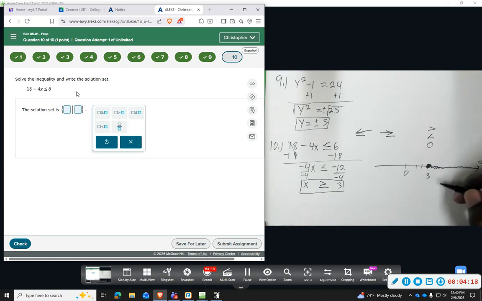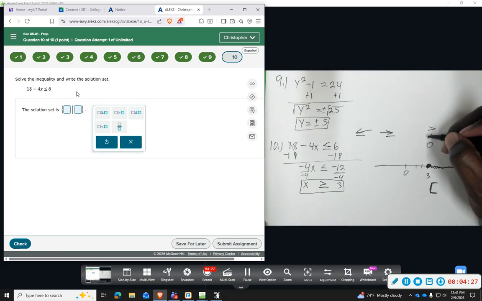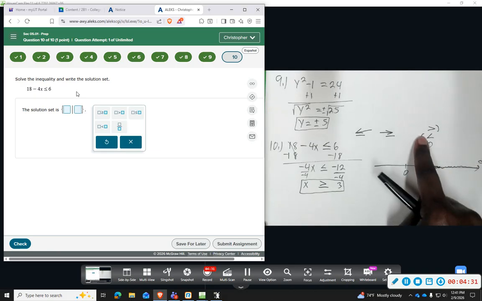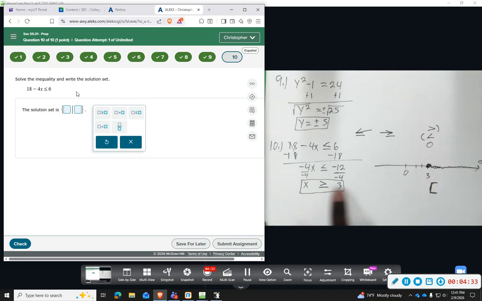These numbers would work. So in interval notation, we would do a bracket. A bracket is the same as when you do inequality. Parentheses would be if it was an open circle. So since it's a closed or solid line, you're going to do 3, comma, infinity. We never reach infinity, so that's always going to be in a parentheses.